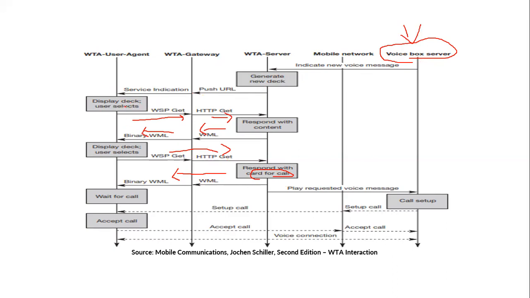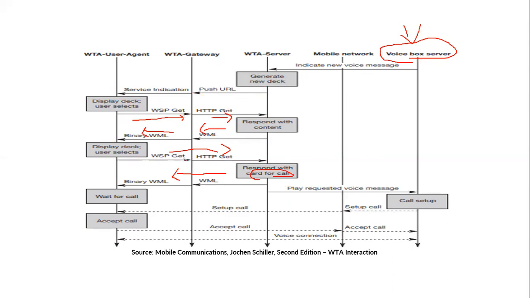Now the WTA user sends a WSP get to the gateway, and the gateway converts this into an HTTP get and sends it to the WTA server. So the server understands that the user wants to listen to some of the voices. The server will send back a message which contains a different URL for different voice messages. Out of that, the client may pick any one of the messages to listen.